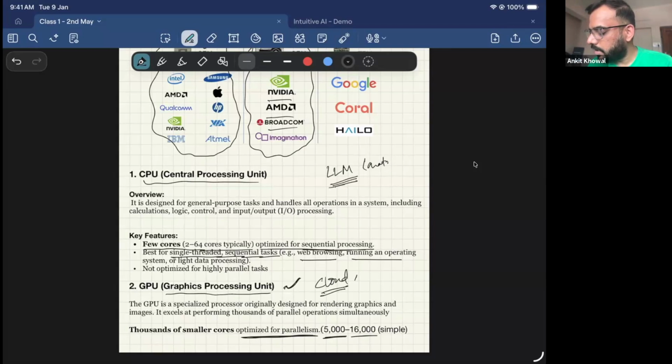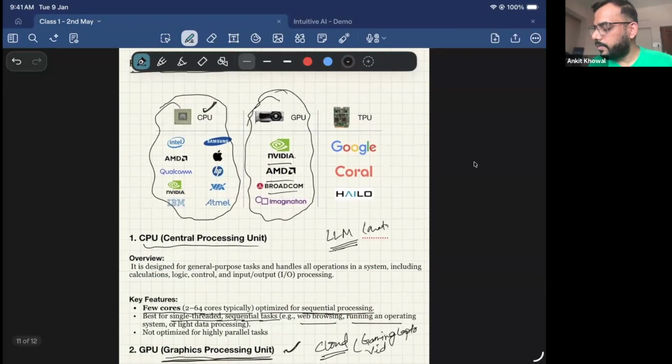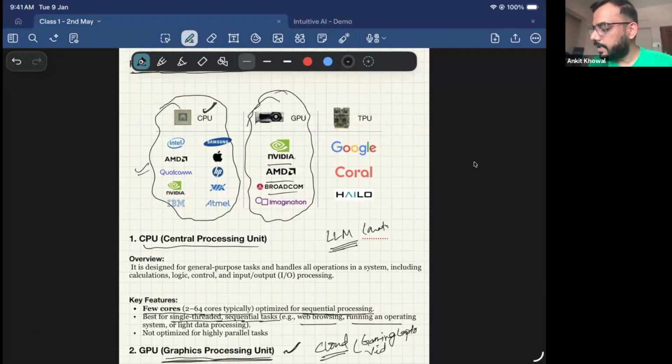You can imagine it like in the previous concept, right? If there is a gaming laptop, they used to have these video cards and all, right? So graphics processing unit is nothing but those graphic cards that we use. So it's a similar concept. Now I'm giving you an understanding from a hardware perspective, what hardware is required for running large language models. Then there is another concept called TPU.